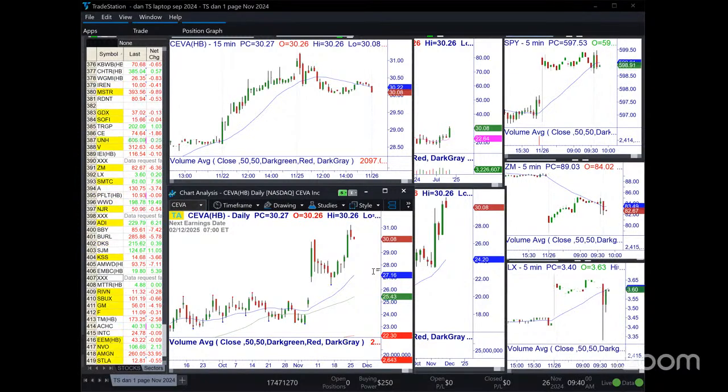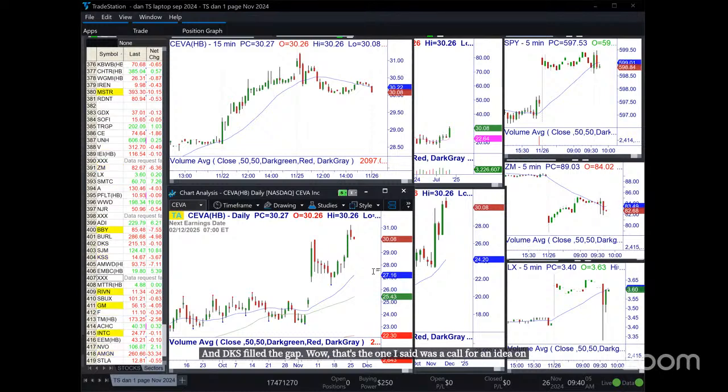And DKS filled the gap. Wow, that's the one I said was a call spread idea. I know Sam's probably playing with his DKS right now. Cat in the hat, 401.69.